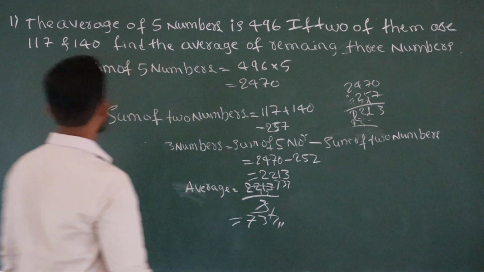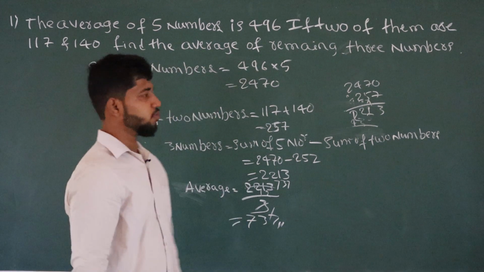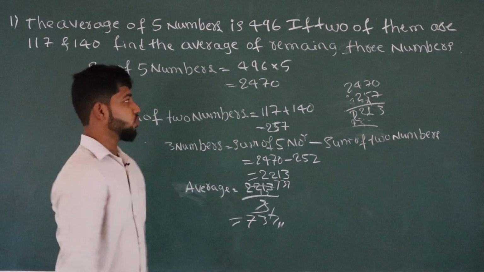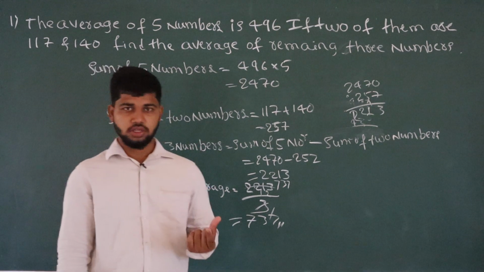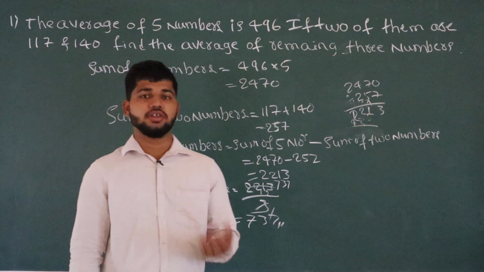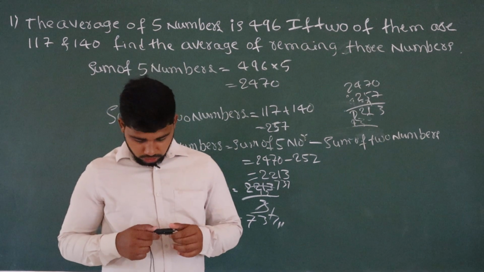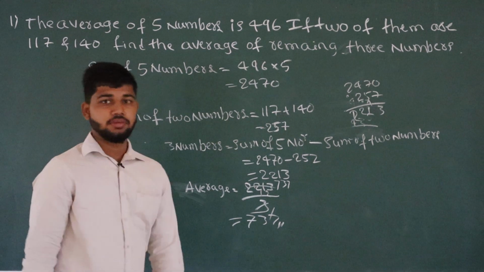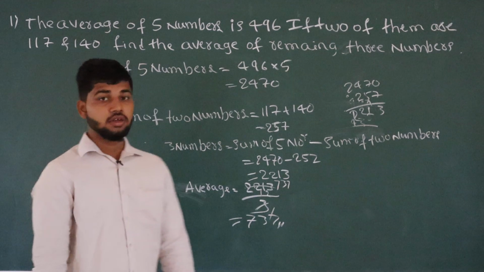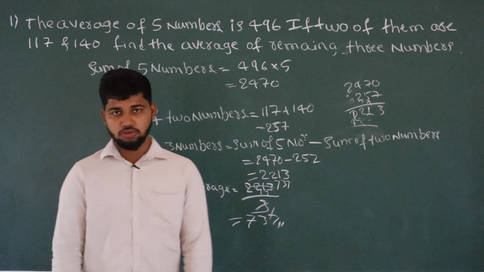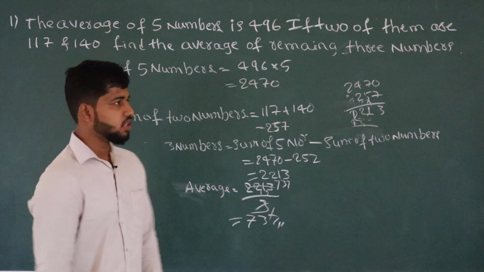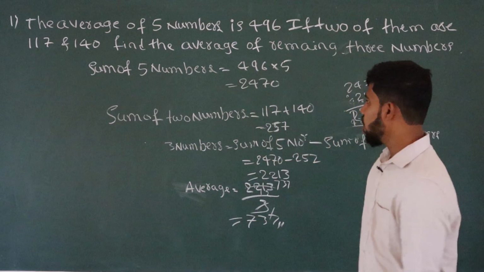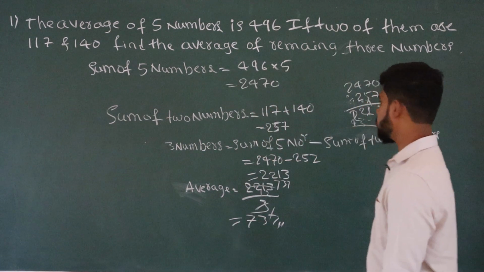What is the problem again? The average of 5 numbers is 496, and 2 of these numbers are 117 and 140. They ask us to find the average of the remaining 3 numbers. First we find the sum of the 5 numbers: 496 into 5 is 2470. Then the sum of the 2 numbers, 117 plus 140, is equal to 257.